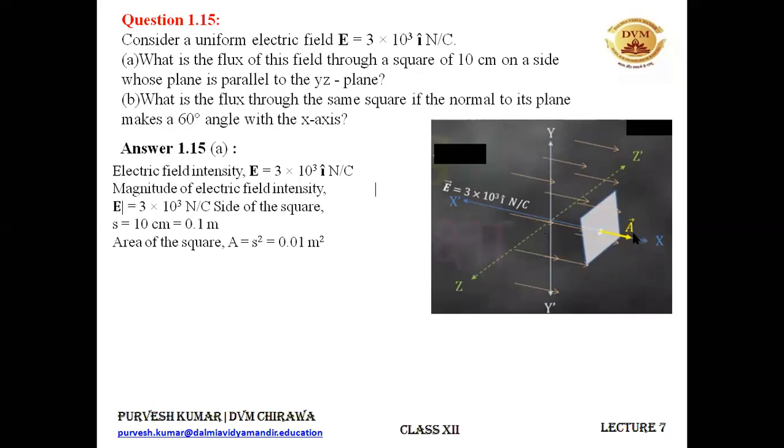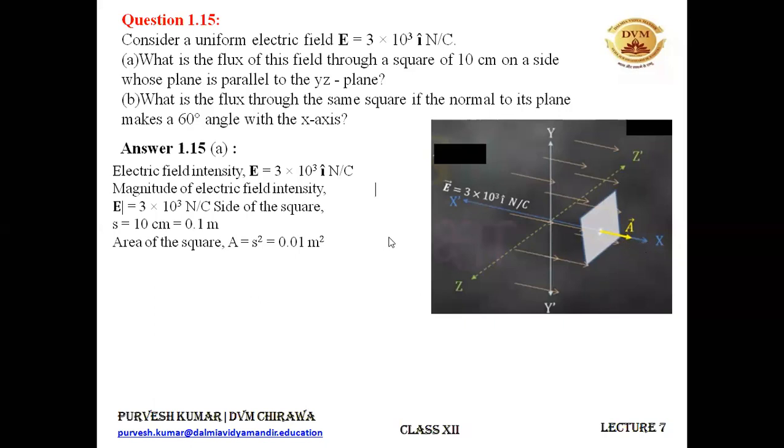The angle between the small area vector ds and the x-axis is 0 degrees. Why so? Because the area vector is always perpendicular to the plane, and our plane is parallel to the YZ plane. It means one side is parallel to the y-axis and the other side is parallel to the z-axis. The angle between the electric field and the area vector is 0. You can see, marked with yellow color is the area vector and marked with blue color is the electric field. They are both acting along the same line.